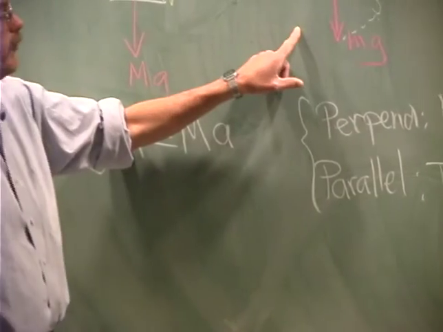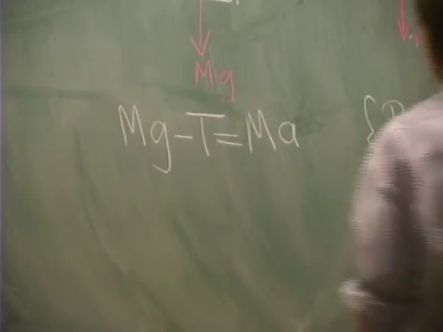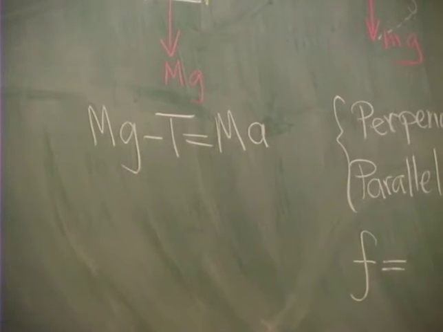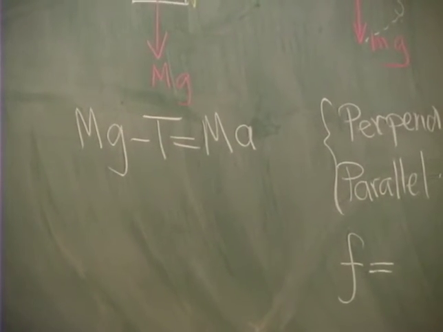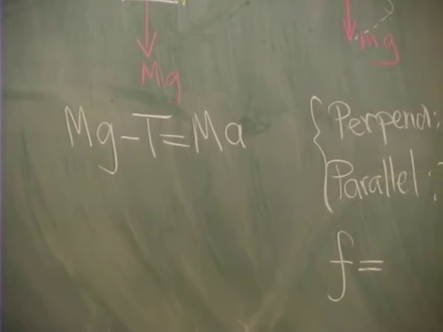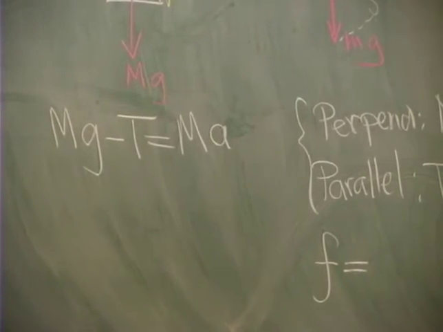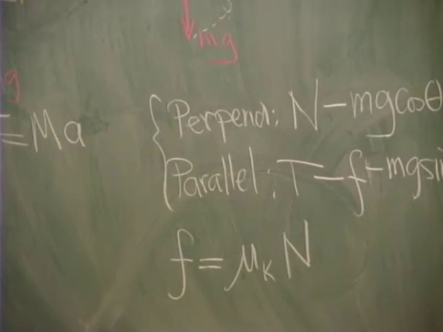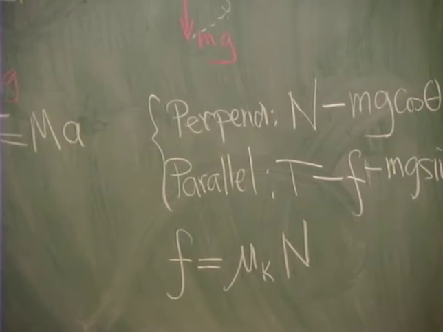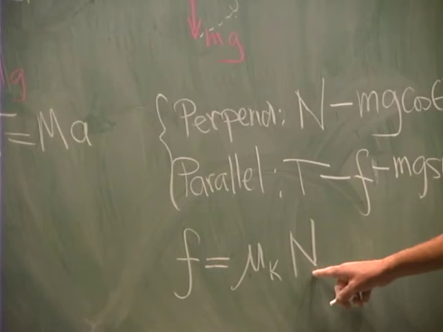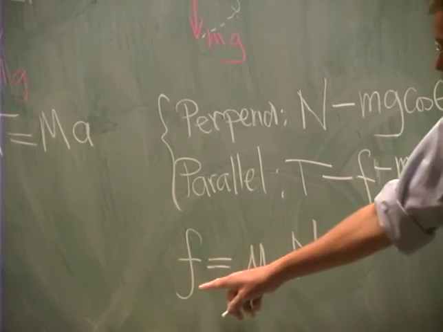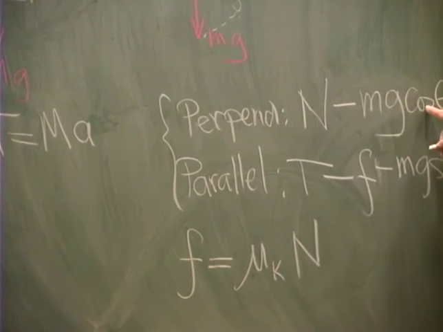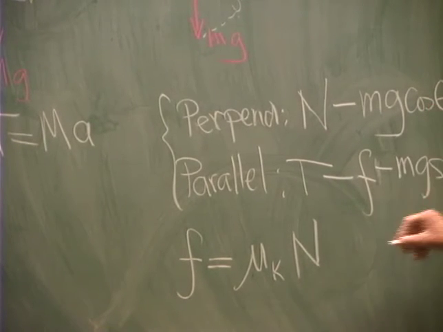I'm not going to have time to finish this, but let me put the last equation on the board. F, the frictional force, is equal to mu k times N, huh? So the frictional force is mu k times N. Do I have a complete solution on the table then? F is equal to mu k times N. N is equal to mg cos theta.